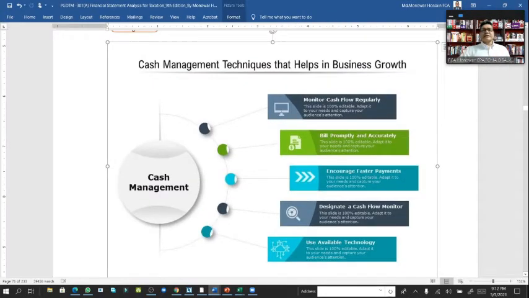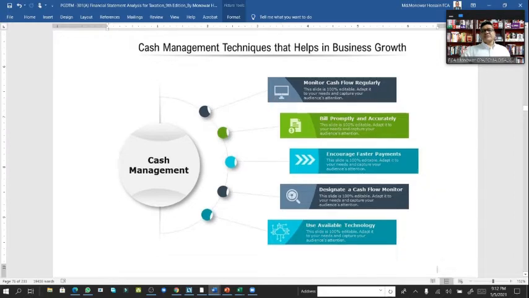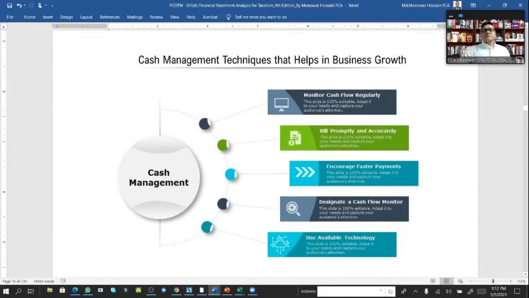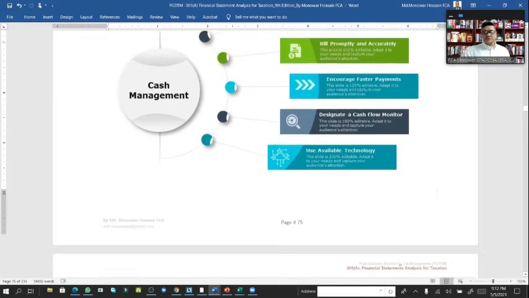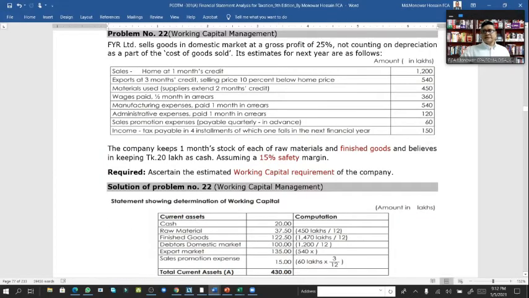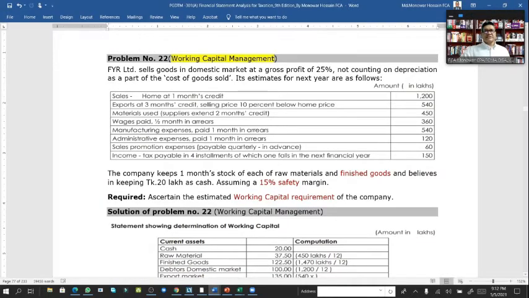So, what cash management technique helps business growth? We always have to monitor it. Monitor cash flow regularly, bill promptly and accurately, enforce fast payment, designate cash flow monitoring, and use available technology so that it can be continuously monitored. If we are able to do it, then we will be able to manage our cash, personally as well as within the organization. Look, here is a question: working capital management.